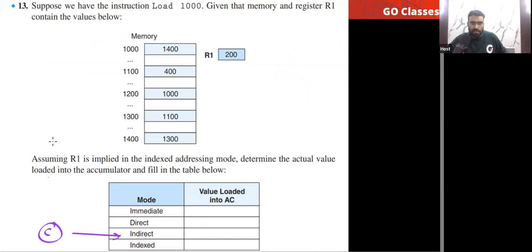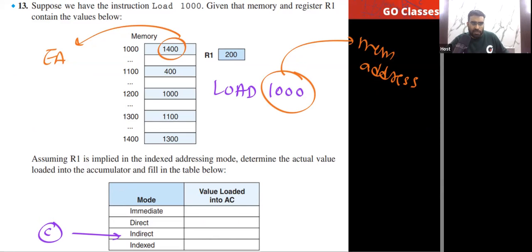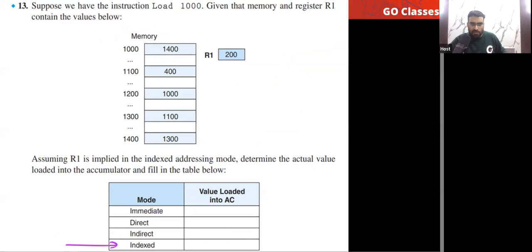For indirect, this is your instruction load 1000. So this is a memory address. Again, this is a memory address. Now, if you go there, you will find the effective address. If you go there, then you will find the operand. So I can say your answer will be 1300. What is the answer for the last one?